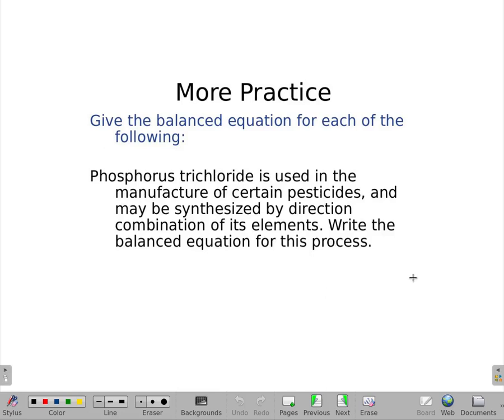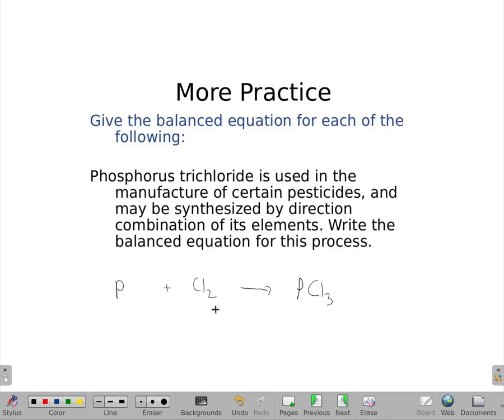Phosphorus trichloride can be synthesized by combining its elements. All right, so by synthesizing, telling us that we're going to make phosphorus trichloride, and we're going to make it from its elements. So that means phosphorus and chlorine. All right, interesting. I didn't really give you enough information to know for sure what the phases are. Also, didn't really tell you the format of the phosphorus. We don't typically find phosphorus by itself, though.